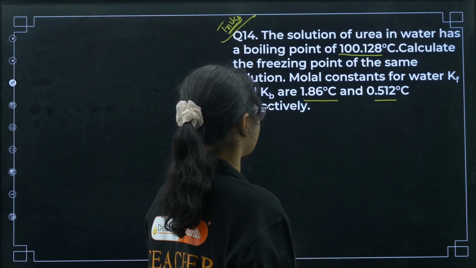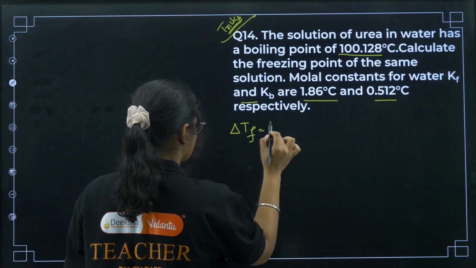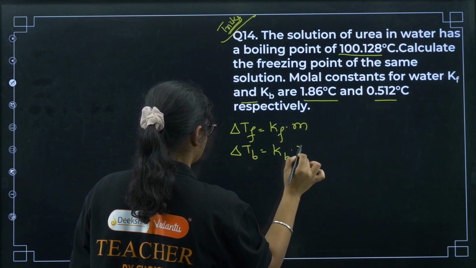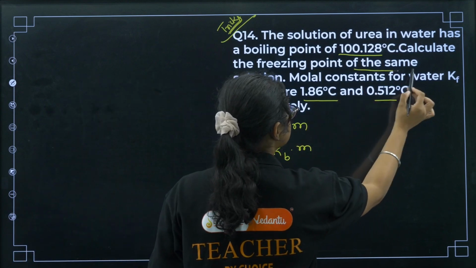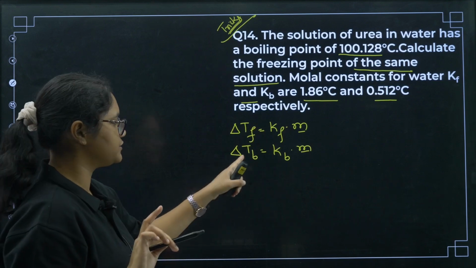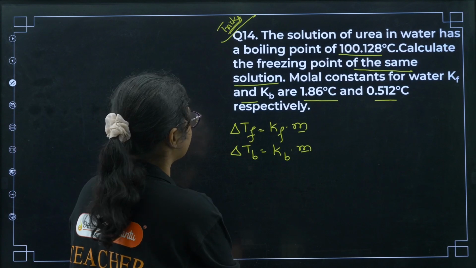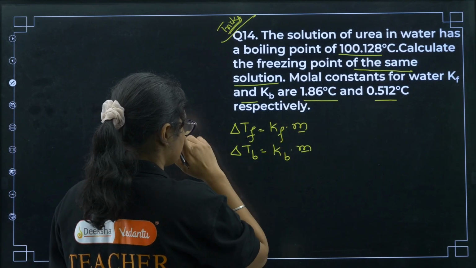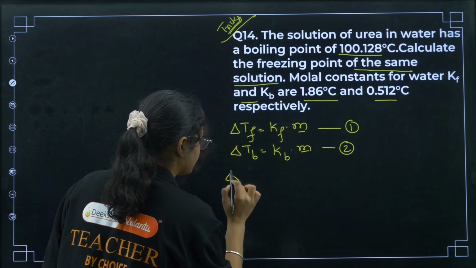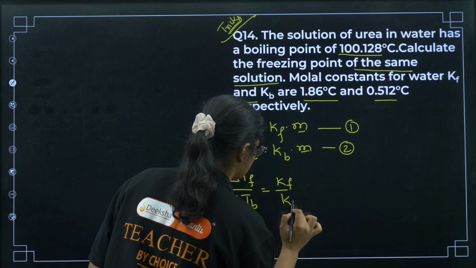Fine. So now you see we have this formula, delta Tf is equal to Kf into m, and delta Tb is equal to Kb into m. Now since it is written here that it is the same solution, that means the concentration will also be the same. So both equations will have the same m value. If I just divide equation 1 and 2, what will I get? Delta Tf by delta Tb is equal to Kf by Kb.